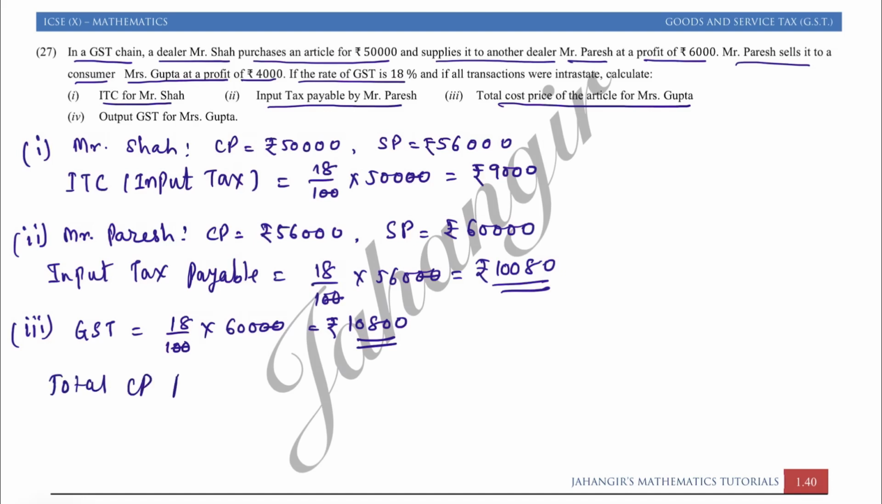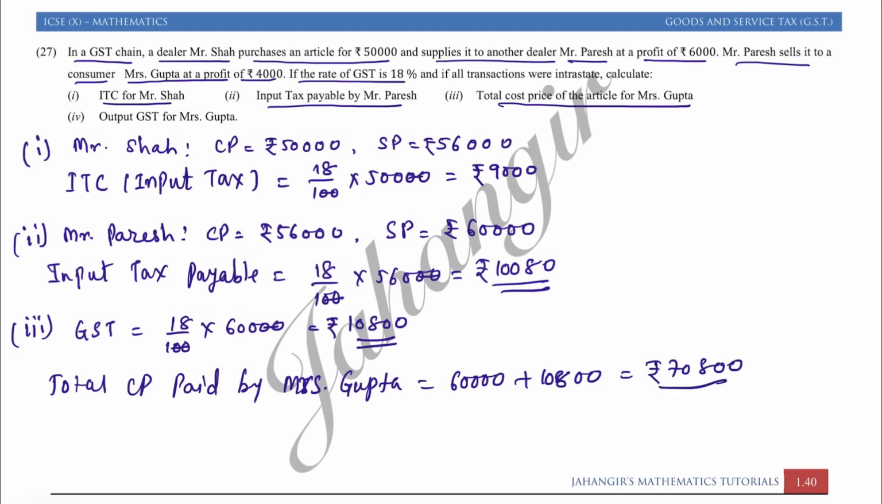So total CP paid by Mrs. Gupta is 60,000 plus 10,800, that is equal to rupees 70,800. Now fourth part mein we have to find output tax for Mrs.